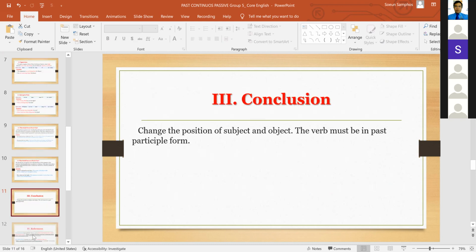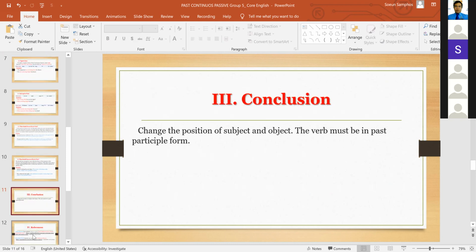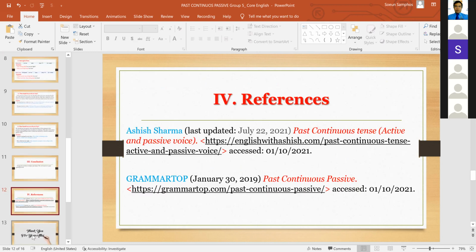And at the end of the slide, the conclusion: change the position of the subject and object. The verb must be in past participle form, or we call it verb 3. Right, and for reference, if you want to know more about my presentation, you can search about that topic, right?